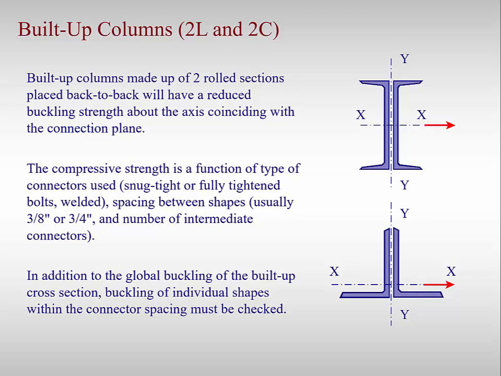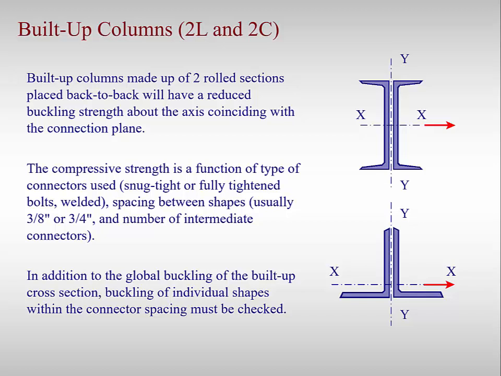Another issue with columns is the reduced buckling capacity of built-up columns. These are cross-sections that are made up of two of the same shapes. The shapes are placed back to back and are usually separated by a gap to allow for the gusset plate connection at either end of the column. Obviously, connecting the two shapes together can increase the buckling capacity beyond simply doubling the capacity of a single member. For buckling about the y-axis, as shown in the slide, a new moment of inertia and radius of gyration must be calculated using the parallel axis theorem.